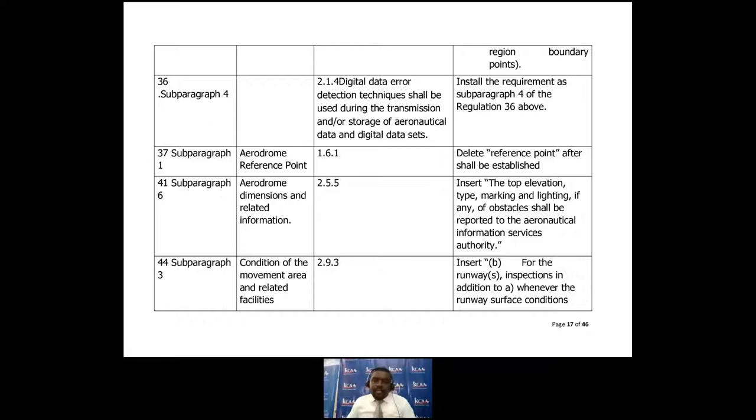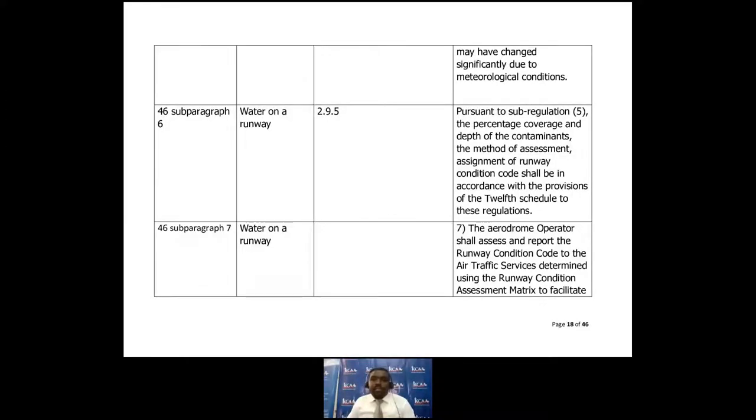And then regulation 44, subparagraph 3, on the condition of movement area and related facilities. Yeah, we inserted the information from ICAO Annex 14, section 2.9.3. We inserted B for the runway inspection in addition to A, where the runway surface conditions may have changed significantly due to meteorological condition.